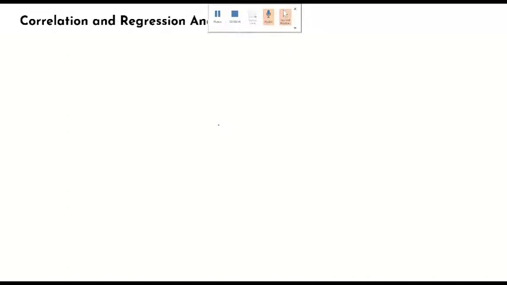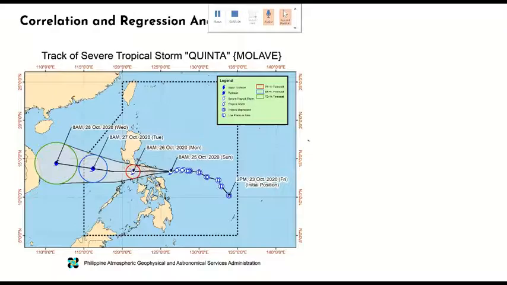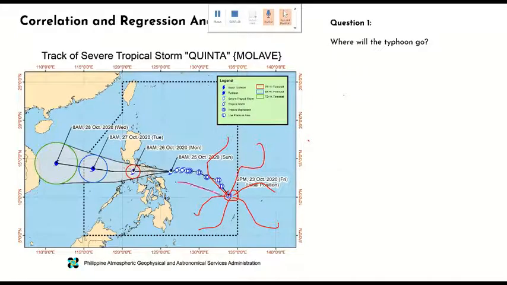Alright, so correlation, for example. So for example, we use correlation or regression analysis in determining how likely a typhoon is going to go on a certain path. Okay, so question number one is that where will the typhoon go? So looking at if the typhoon is currently here, you can think of so many possible ways that the typhoon will go. So pwedeng dito, pwedeng dito, o pwede rin dito, pwede rin siya magstay dyan. Right?